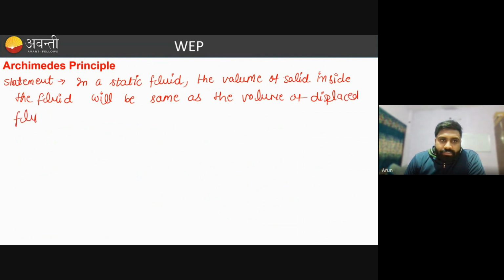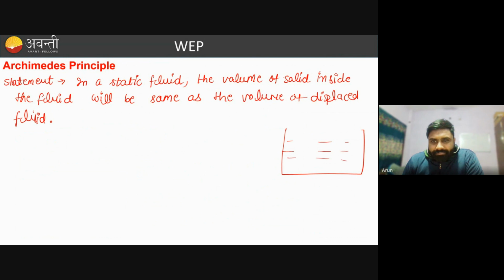So when we put a solid in a liquid, here I am considering it to be a liquid. So this is, let's say, liquid. If I put a solid here, that volume which is inside the water replaces the same amount of volume of water. So that is called Archimedes principle.